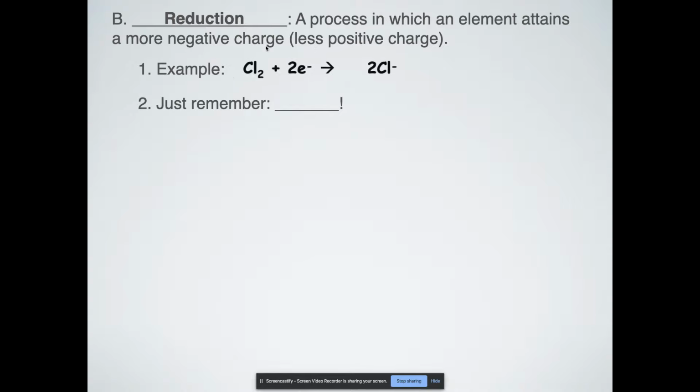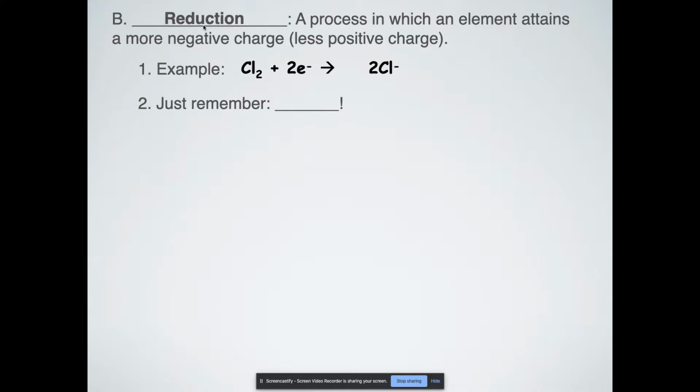Let's use another example that's pretty common. We've got chlorine gas here, and we're gaining 2 electrons, and we're making 2 chloride ions. If we compare, over here it had no charge. Over here, it has a negative charge. It became less positive as a result of that because it gained 2 negative electrons in order to balance this.